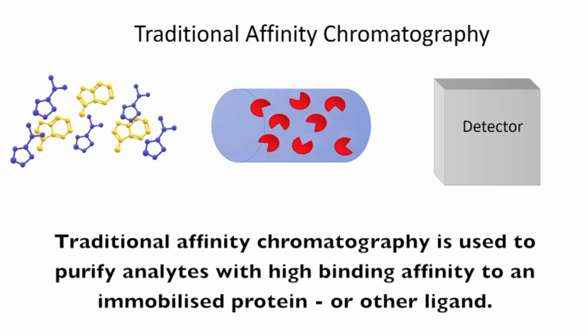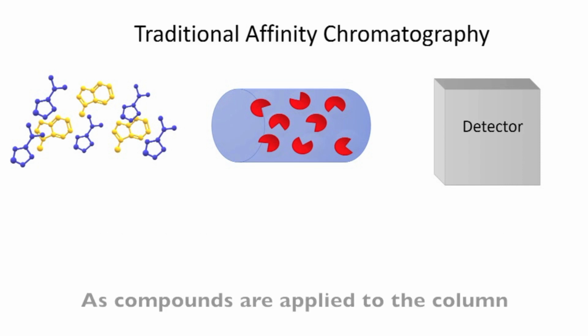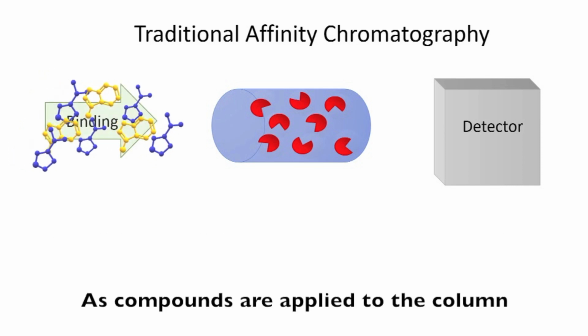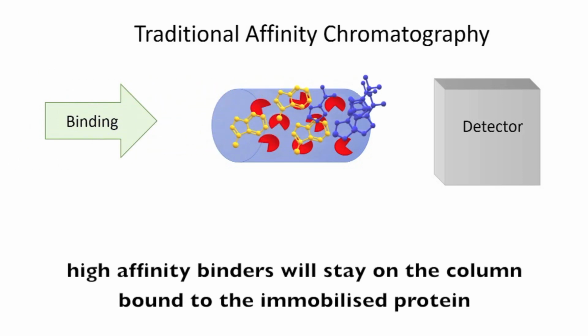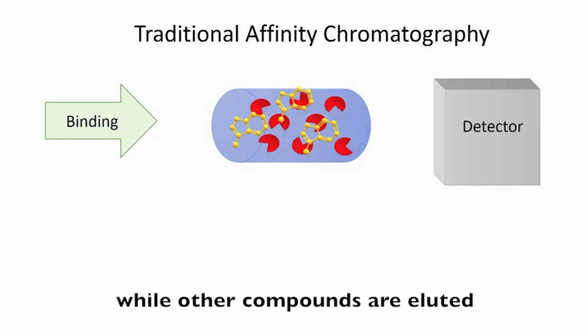Traditional affinity chromatography is used to purify analytes with high binding affinity to an immobilized protein or other ligand. As compounds are applied to the column, high affinity binders will stay on the column bound to the immobilized protein, while other compounds are eluted.